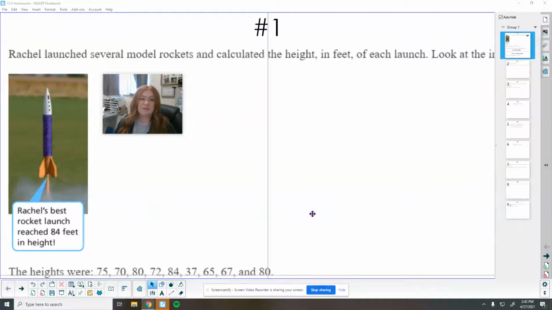This video is for 15.3 homework. So if you're having any questions about using the mean, median, and mode or determining which one best represents your data, then be sure to follow along with this video.